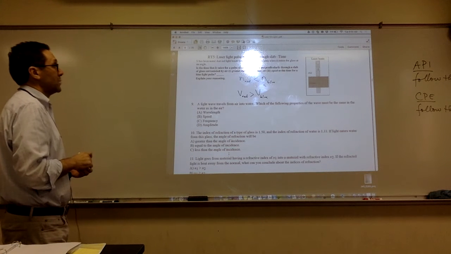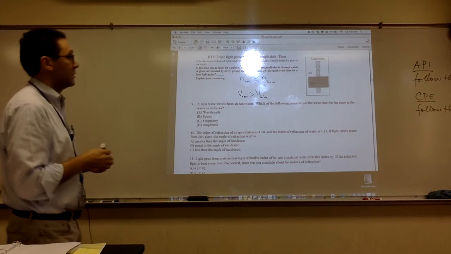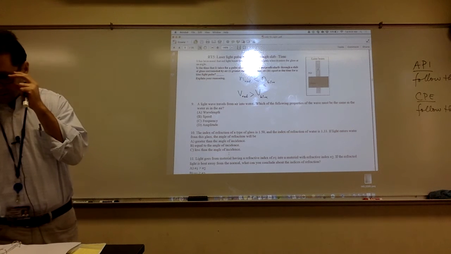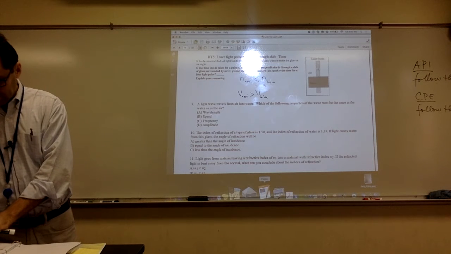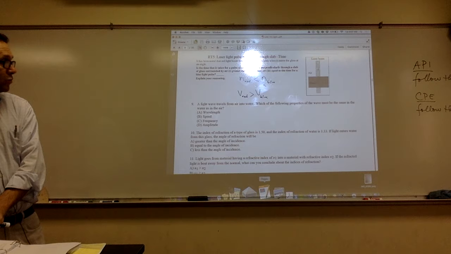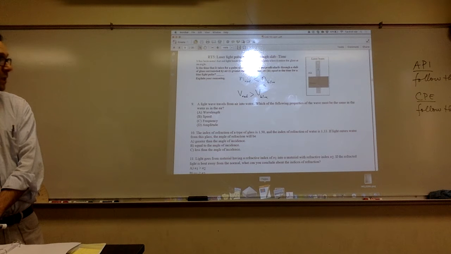Which means it will take less time for the red laser to make it to the other side, because v and time are inversely proportional. So a large speed will result in a smaller time.